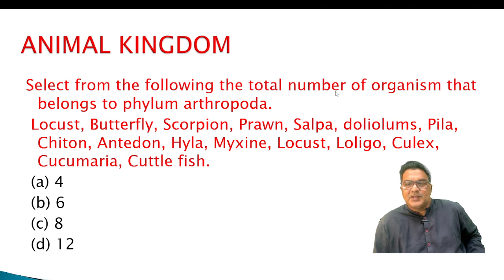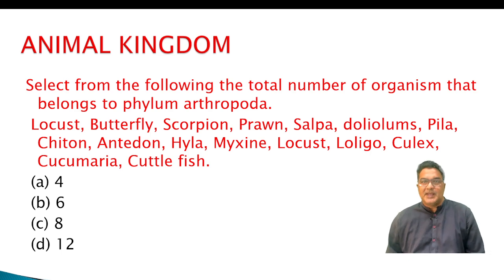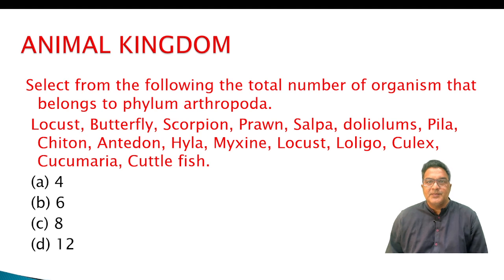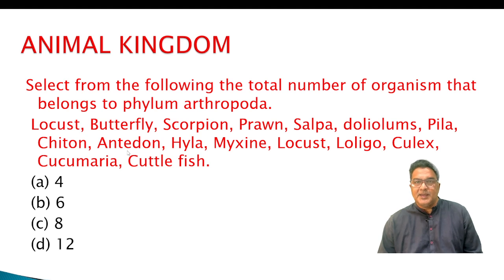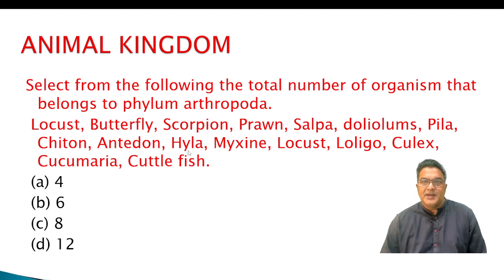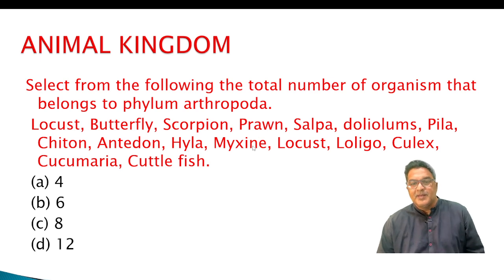Select from the following the total number of organisms that belong to the phylum Arthropoda. Locust, gregarious pest. Butterfly, Arthropoda. Moth, we have so many moths. Scorpion, yes, phylum Arthropoda. Prawn, Arthropoda. Salpa and Doliolum belong to subphylum Urochordata. Apple snail, Mollusca. Chiton belongs to phylum Mollusca. Antedon, sea lily, phylum Echinodermata. Hyla, tree frog, Amphibia. Myxine, hagfish, belongs to Cyclostomata.